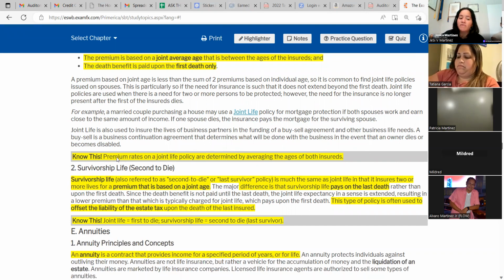Things to know: premium rates on a joint life policy are determined by averaging the ages of both insureds. Like I said, I'm 35, he's 48, the average is how they calculate the premium. Okay. So, survivorship life.